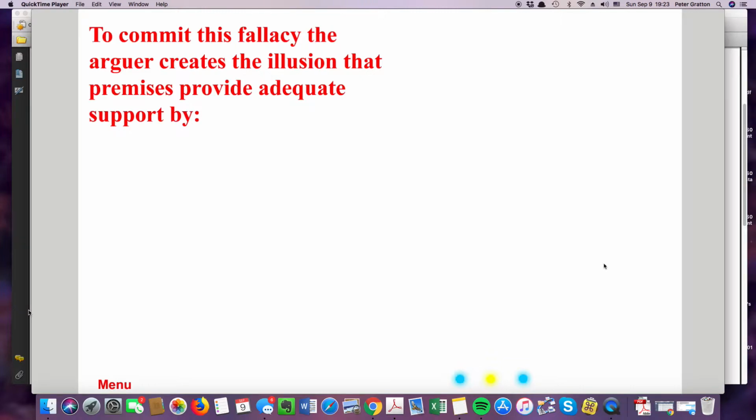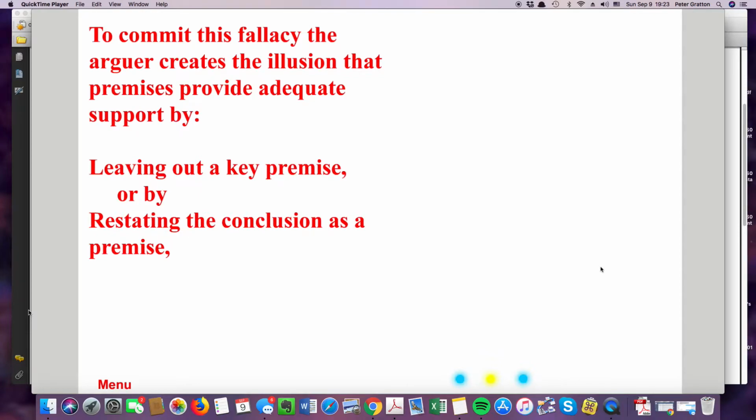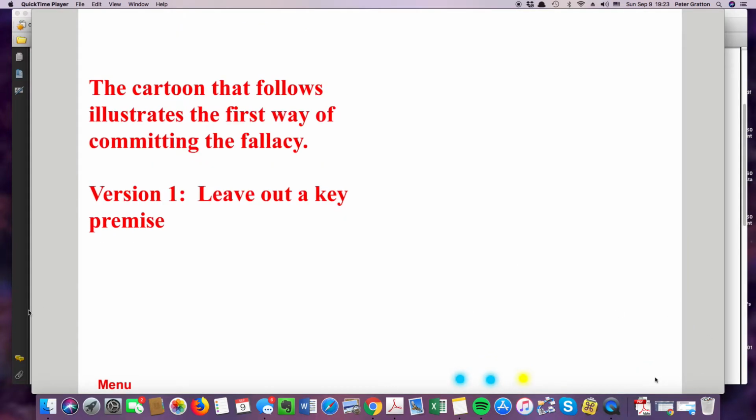To commit this fallacy, the arguer creates the illusion that premises provide adequate support by leaving out a key premise, or by restating the conclusion as a premise. That's the most common one. Restating the conclusion as a premise is another way of saying reasoning in a circle. Your conclusion only repeats the premise. And so that's why it begs the question. It begs for some other premise to be put in there to help prove the conclusion. The cartoon that follows illustrates the first way of committing the fallacy: leave out a key premise.